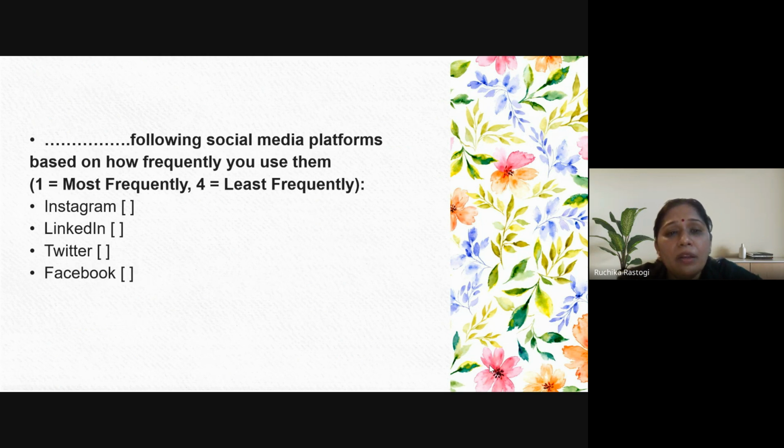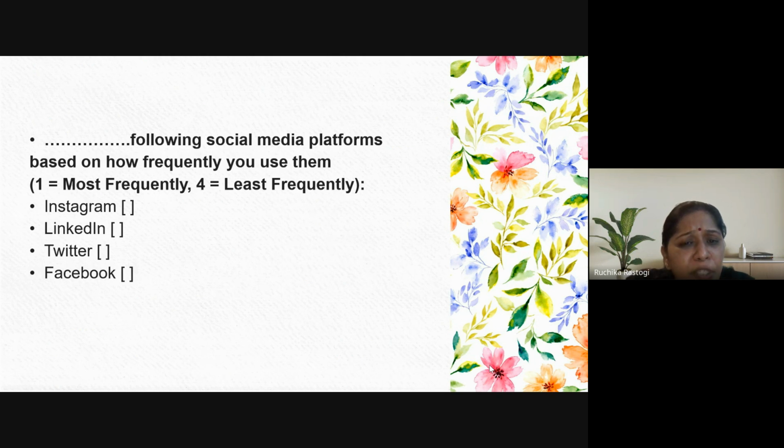Rank the following social media platforms based on how frequently you use them. What do you think we are trying to do here? 1 is most frequently and 4 is least frequently. I'm giving 4 options to the respondent. What can they do easily with this?